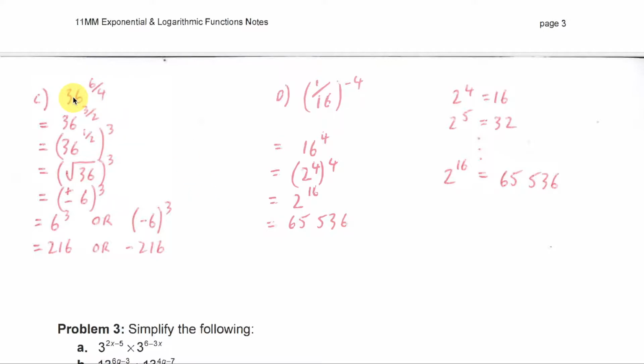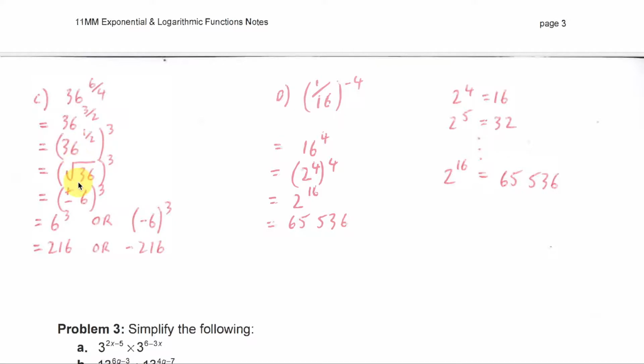For c, we've got 36 to the power of 6 on 4. That simplifies to being 36 to the power of 3 on 2. And using that last index law, I can write that as being 36 to the power of a half, get that result, and then raise that to the power of 3. Alternately, I could have written that as 36 to the power of 3, and then take the square root of that. But obviously, this version here is easier for me to work with rather than trying to work out what 36 cubed is.